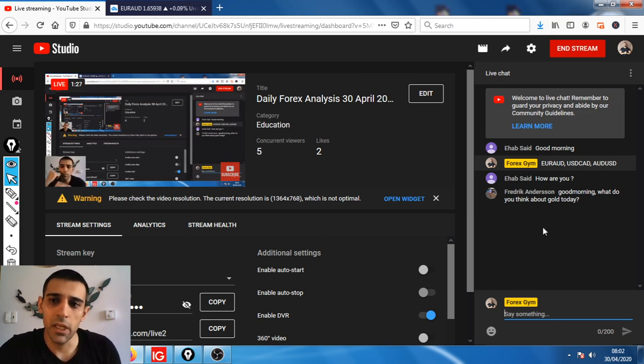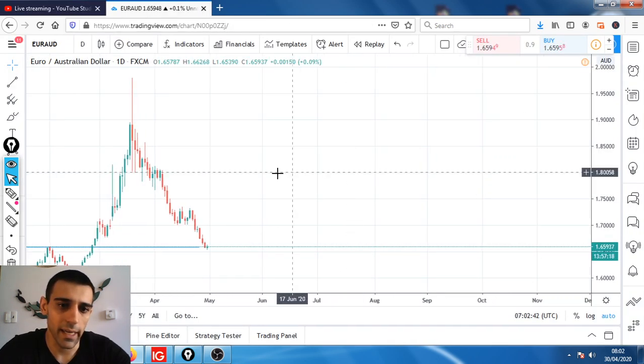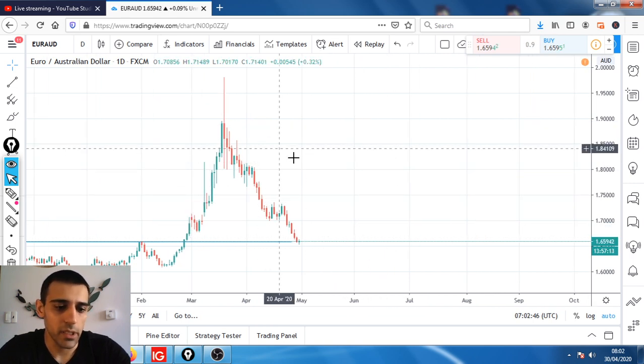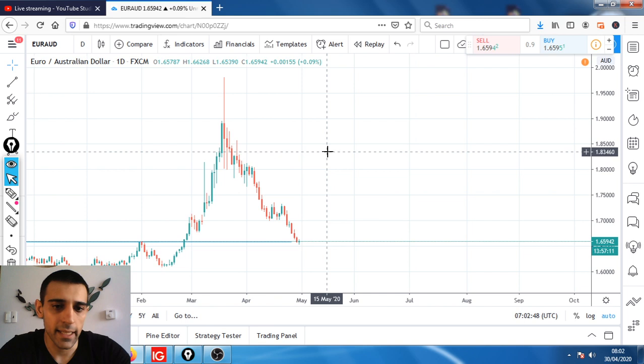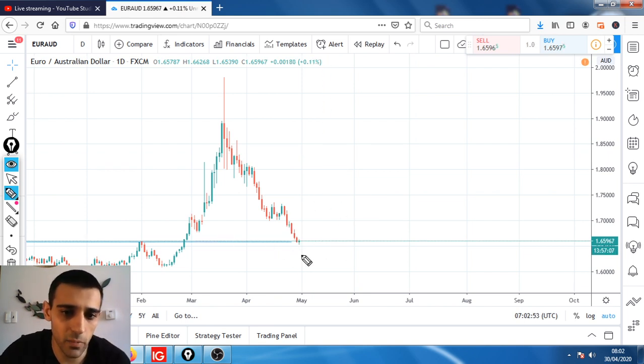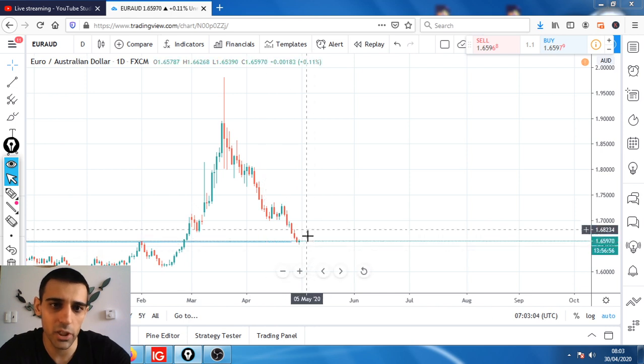So let's jump into the chart straight away and start analyzing. I was just looking at the euro against Australian dollar earlier. So this is the one. We got this trend down here, and as I did mention, it's almost the same as yesterday. The price came down and tested this support level down here, and now we see a bit of an aggressive reaction towards the upside.